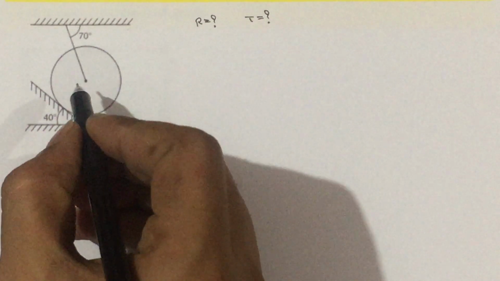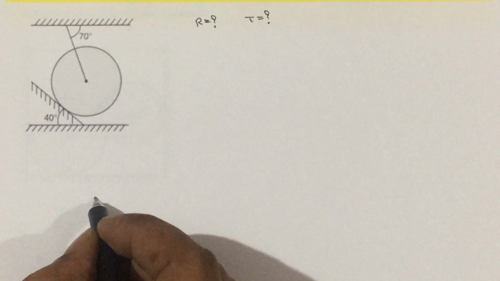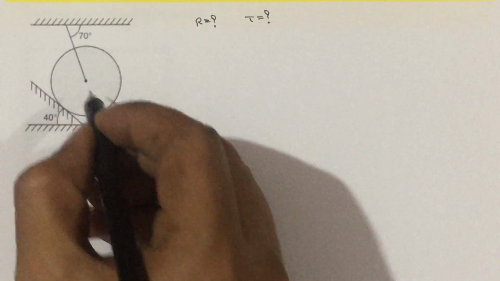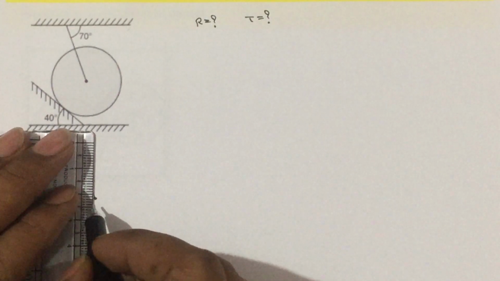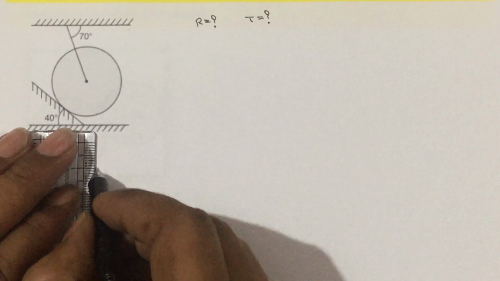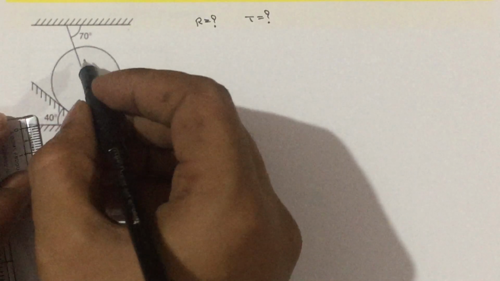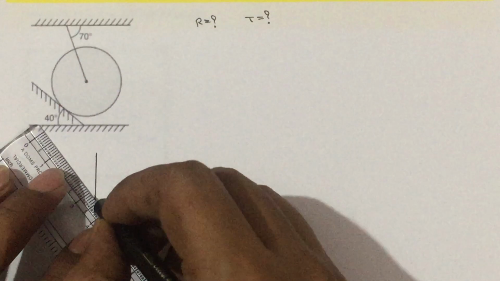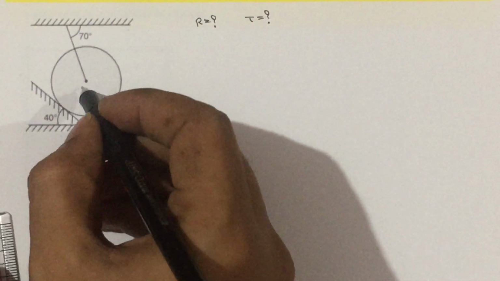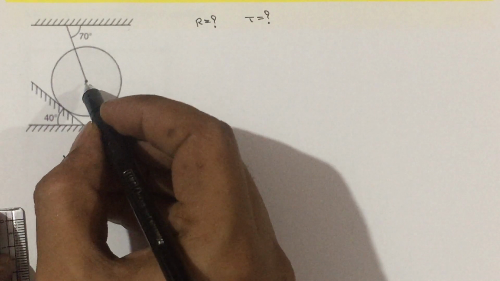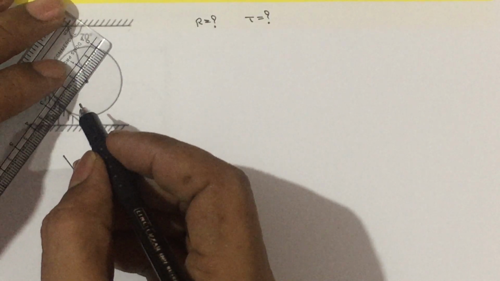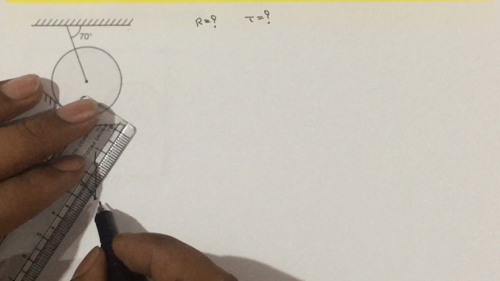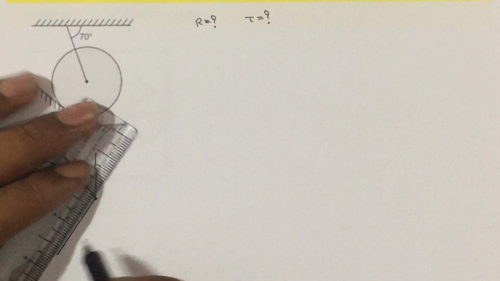So, draw a point, then draw the connected lines. The first one is the weight of the ball. Weight of the ball always acts vertically downwards. Then this line. Then if you want the reaction line, join the center of the ball and the contact point. You will get a line like this. So, draw that line.